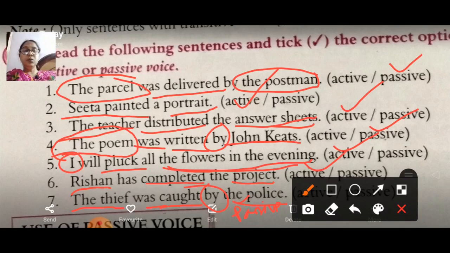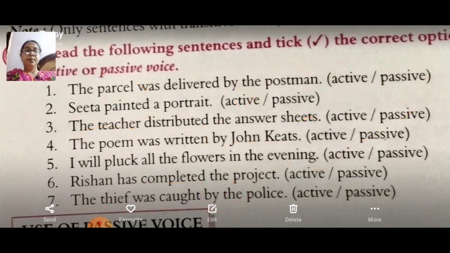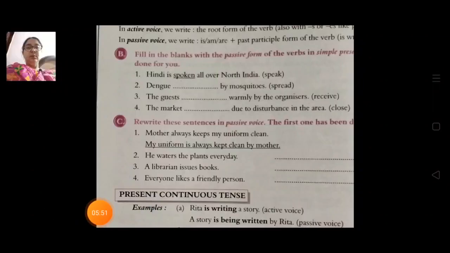Now let's move to solve exercise number B. Now we are going to solve exercise number B. Fill in the blanks with the passive form of the verb in simple present tense. First is done for you. Hindi is spoken all over North India. Now here you can see Hindi is spoken all over North India.